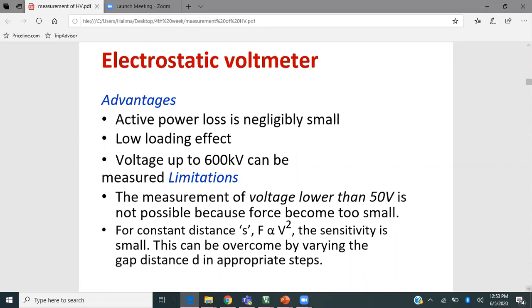This is because the force of traction between the electrodes will be so small that the needle will not deflect. So for a constant distance, the force F is directly proportional to V square, and so the sensitivity is very small. But this can be overcome by varying the gap distance in appropriate steps.